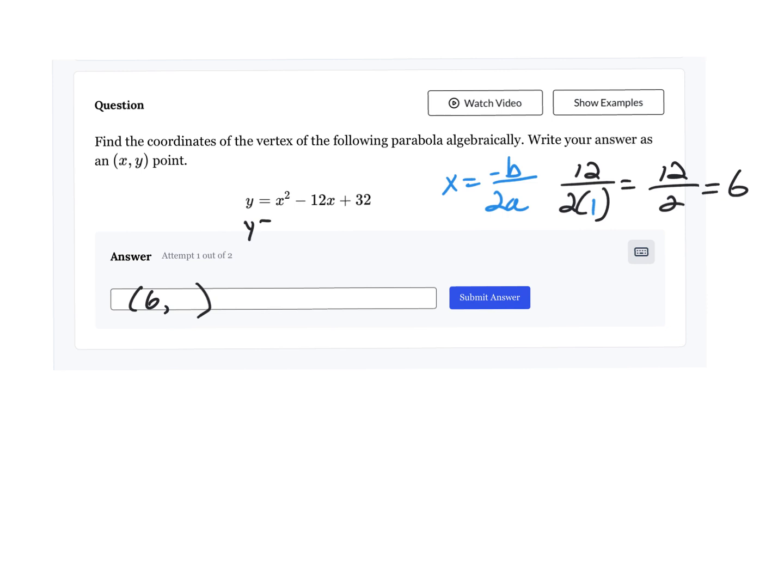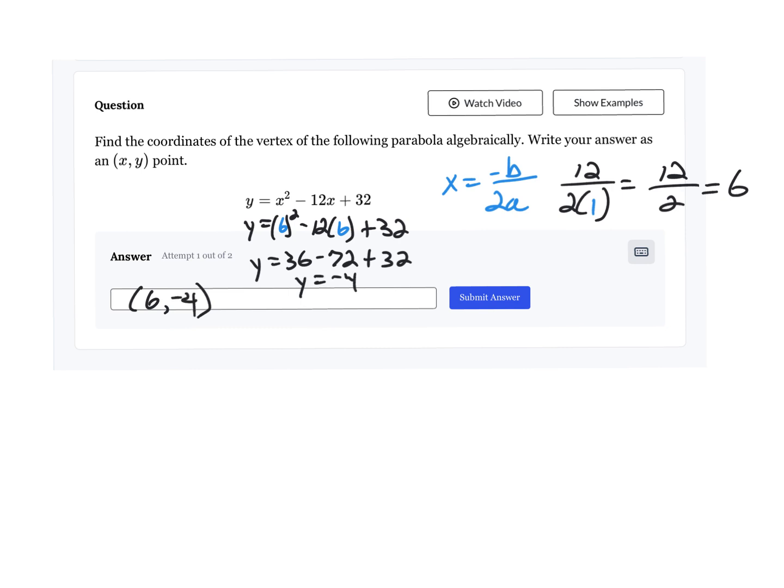So it's just going to be y equals, and then we're going to plug in that 6. All right, and then that's going to get squared, minus 12, and then again times 6, and then plus 32. Well, when we work that out, we see that we have y equals 36 minus 72 plus 32. All right, so when you work that out, you have 36 plus 32, that's actually going to be 68, minus 72, and that's going to be negative 4. So the y value equals negative 4.